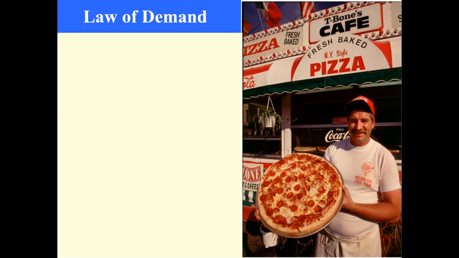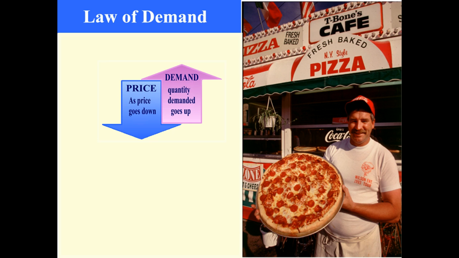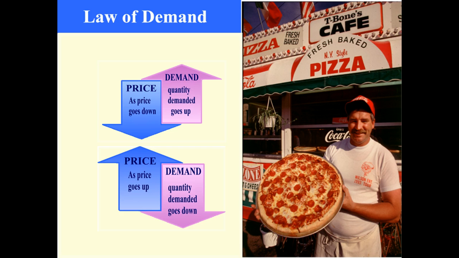All right, so once again, the law of demand says this. As price goes down, quantity demanded goes up. Notice I'm not saying demand goes up. Quantity demanded goes up. And there is a difference between a change in demand and a change in quantity demanded. As price goes up, quantity demanded is going to go down. Okay, so price goes up, quantity demanded goes down, price goes down, quantity demanded goes up. So there is an inverse relationship between the two variables of price and quantity demanded.